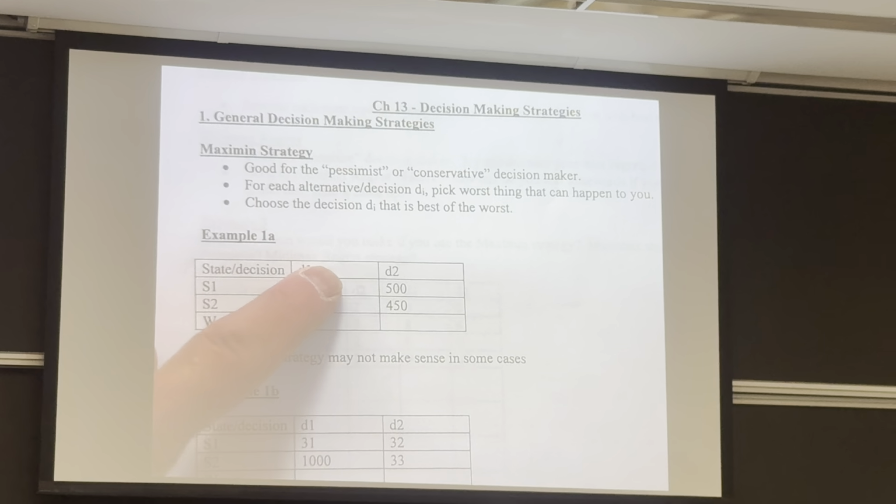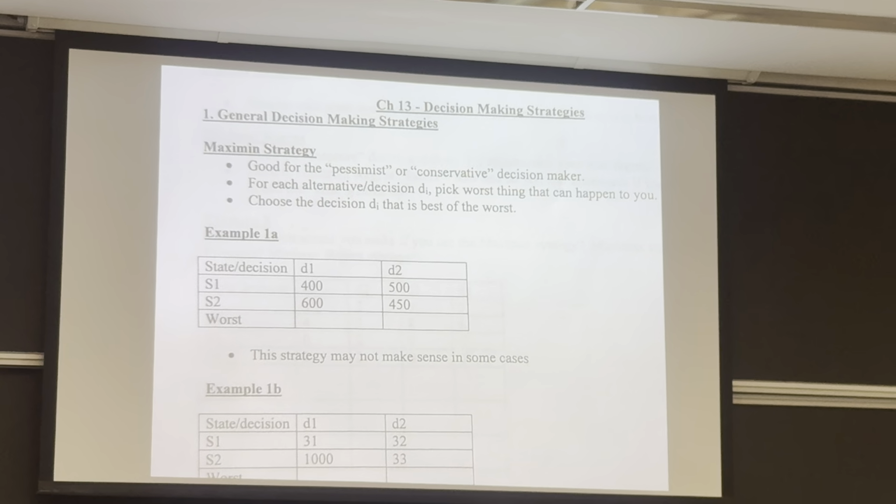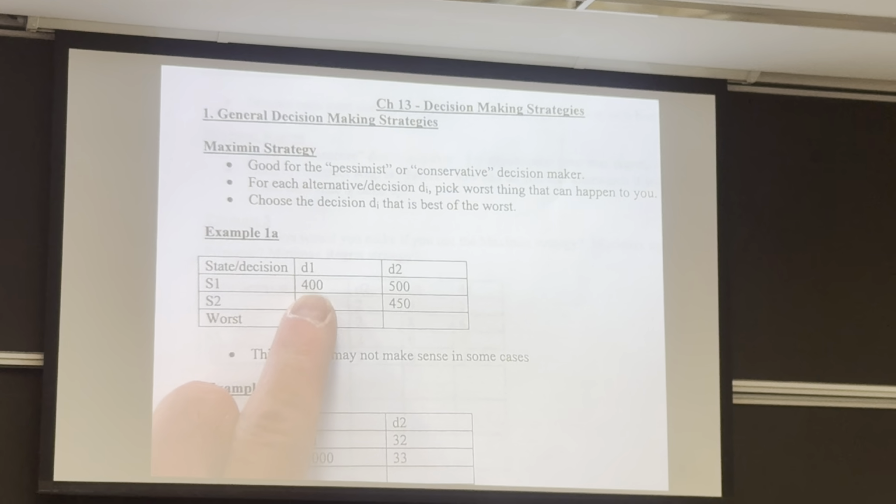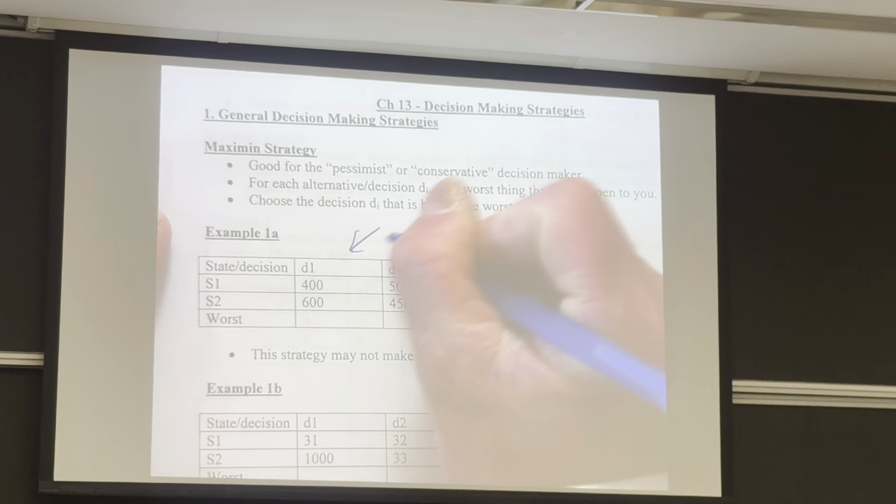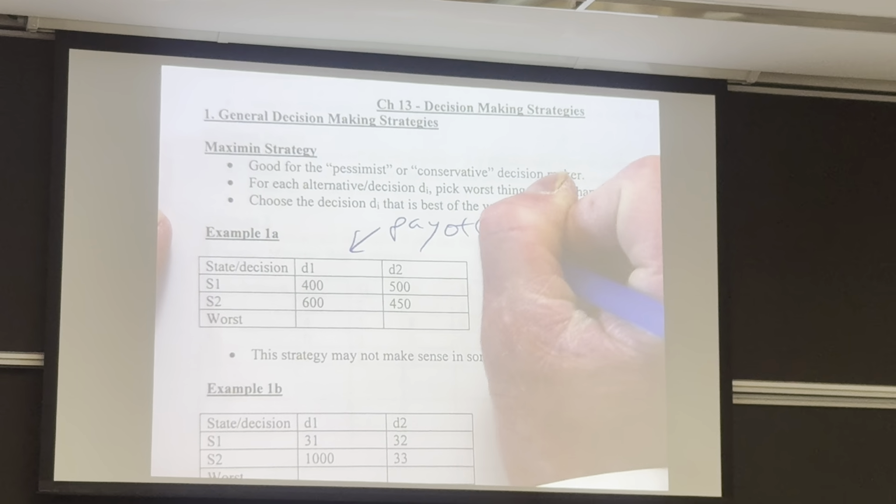So here we have two decisions and two states. Maybe this is recession, maybe this is no recession. And then there would be the payoff, okay? So we call this the payoff matrix.